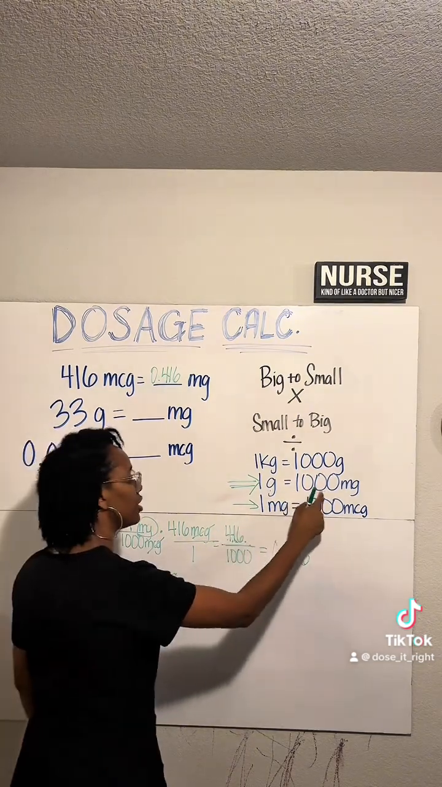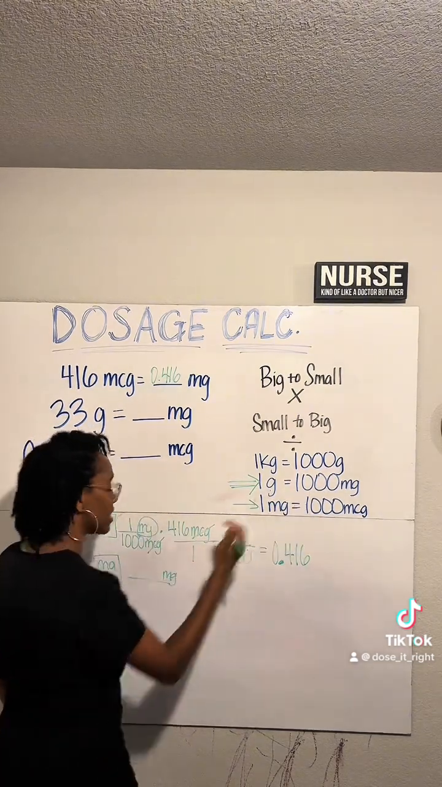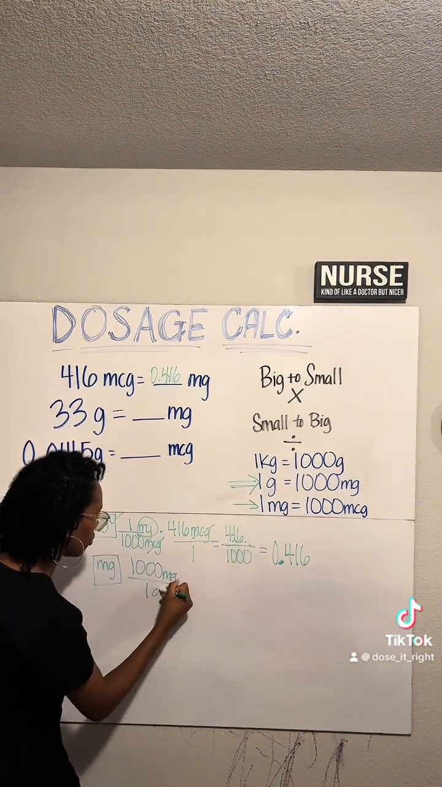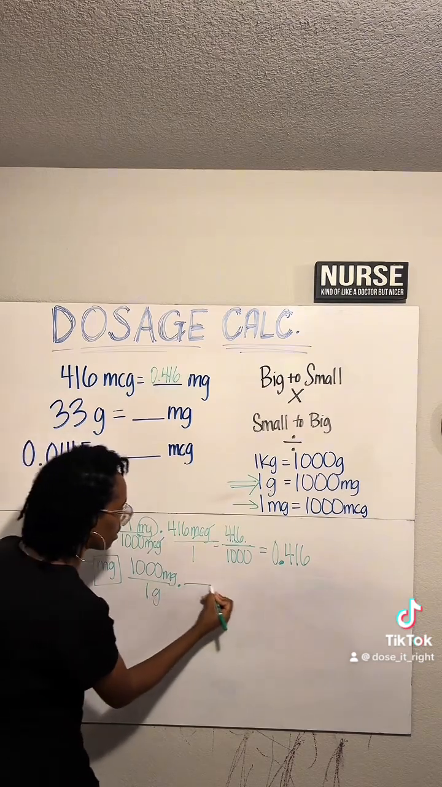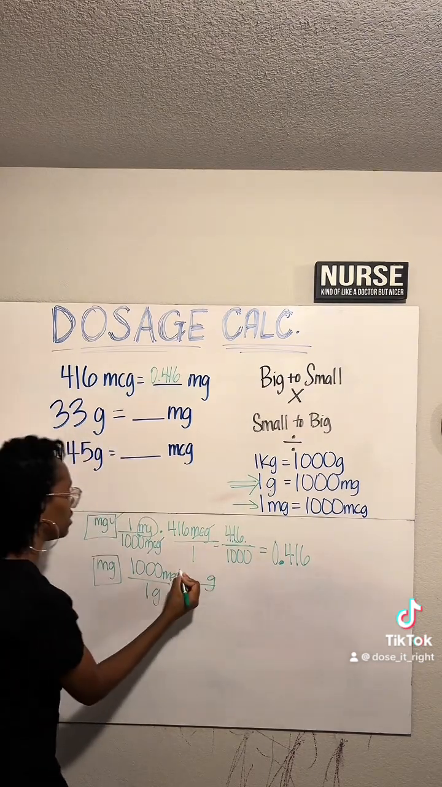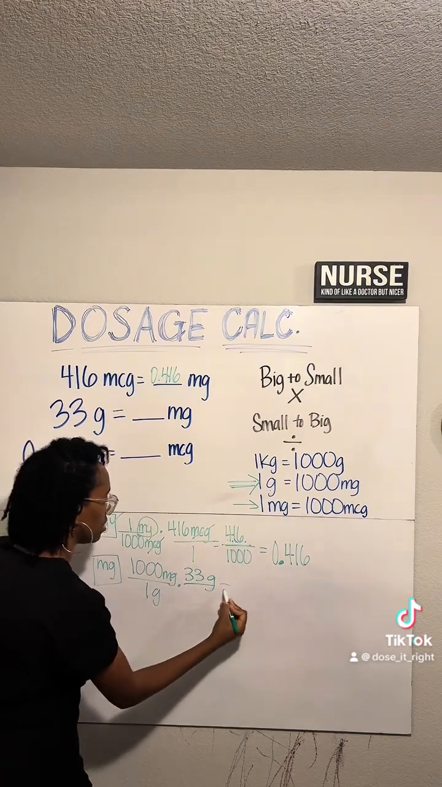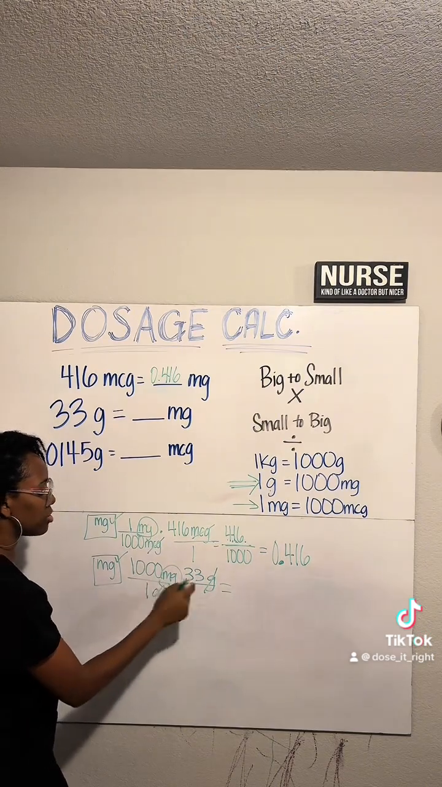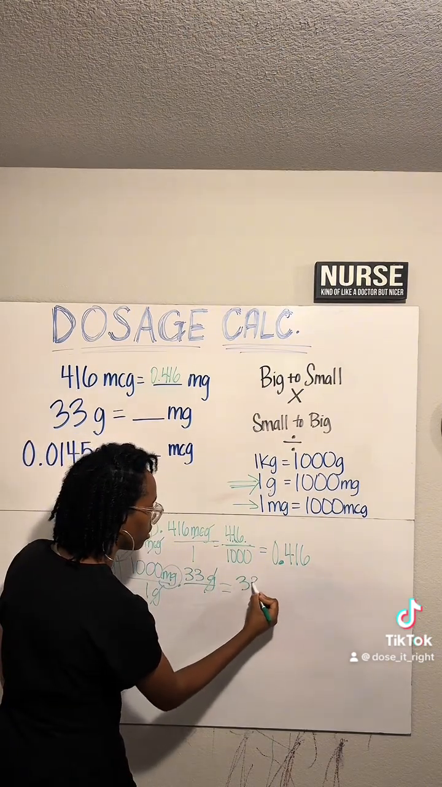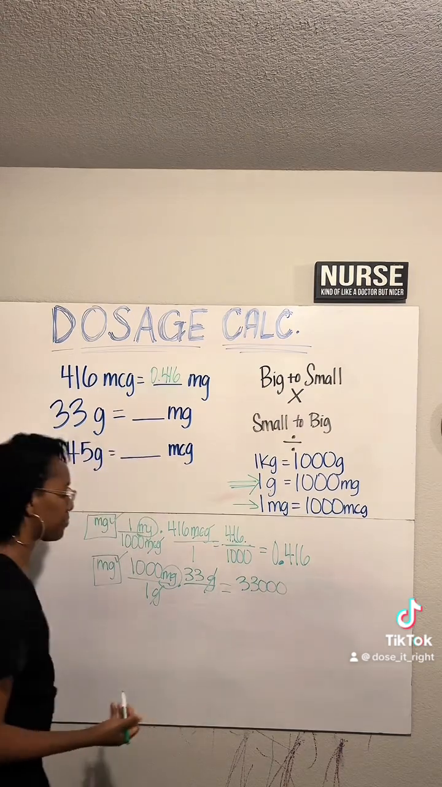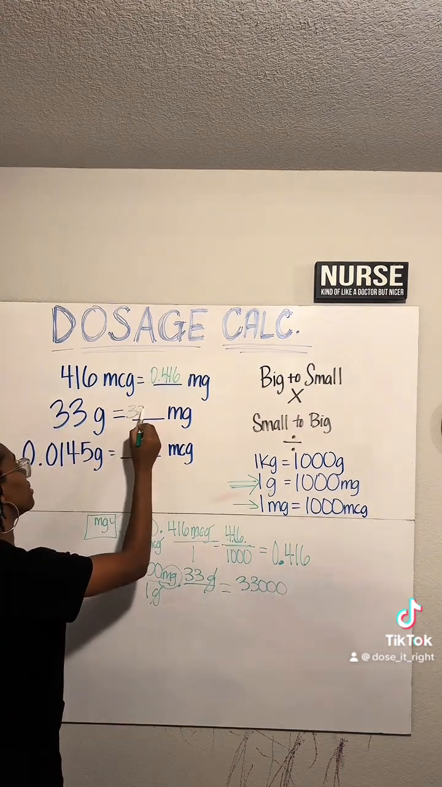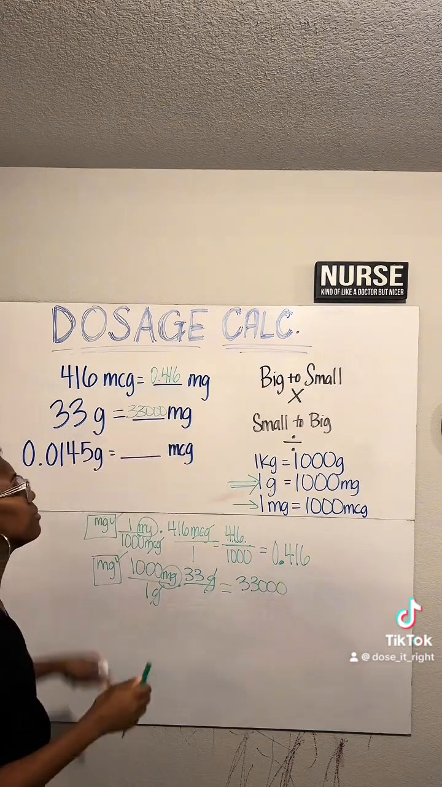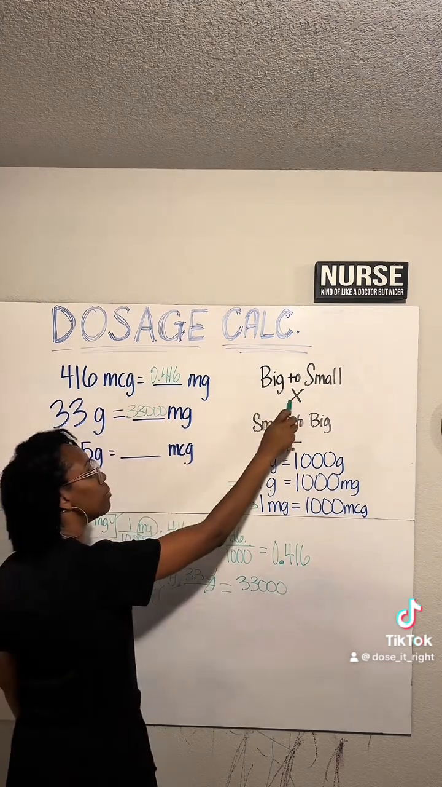So the conversion that we're going to be talking about is 1,000 milligrams equals 1 gram. We have gram on the bottom, so let's go ahead and put gram on top. And it is 33 grams. Let's cross out gram and gram. We're left with milligrams. Now we can solve. 1,000 times 33 equals a total of 33,000. So let's go ahead and write that here. And we could have simply known as well that if gram to milligram, which is bigger to small, you're going to be multiplying as well.